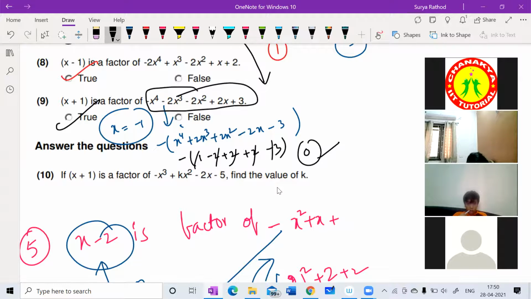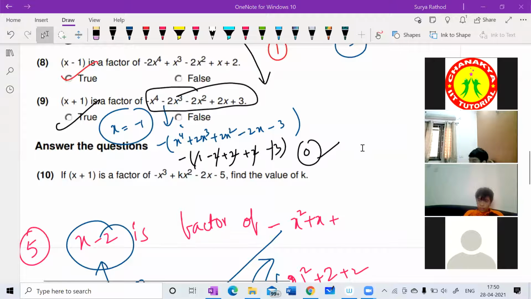Be careful with your minus, plus. Those will be making you fall in a wrong position. Okay. The ninth one is a true statement.